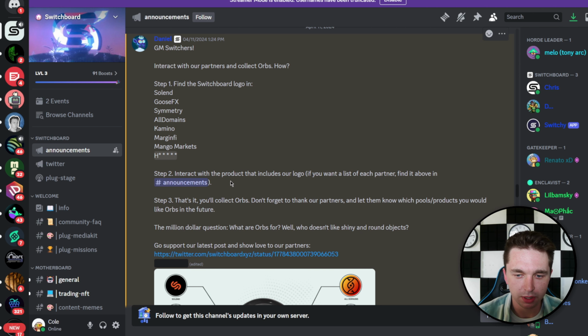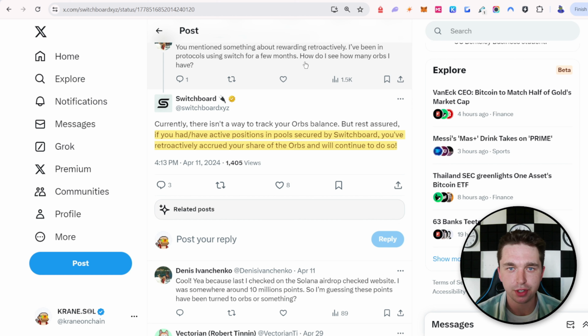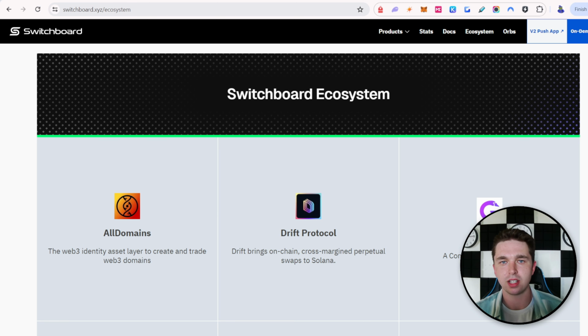You'll be collecting orbs. As I list off all the dApps that we can use to farm it, first I want to mention that they did announce in a tweet that there's going to be retroactive airdrops. So if you've been using these protocols while they've been using the Oracle provision from Switchboard, you'll already be eligible for that airdrop. So chances are most of you already will be as we get into it. So something interesting to know. It's pretty cool.